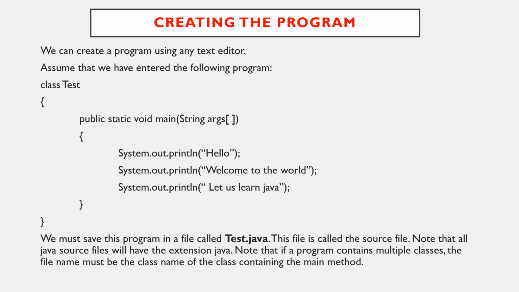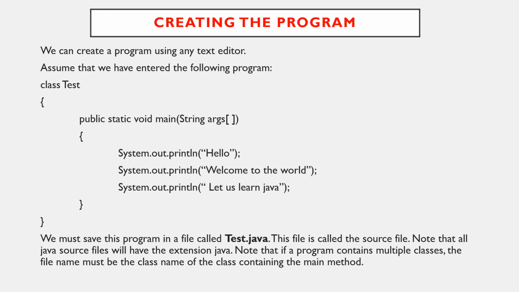The class name here is Test. It contains a public static void main. Then it contains some output statements: System.out.println hello, System.out.println welcome to the world, System.out.println let us learn Java, and it ends with the closing curly bracket.